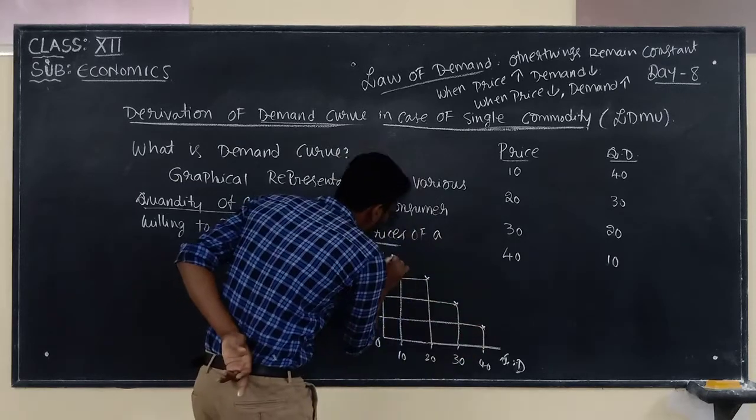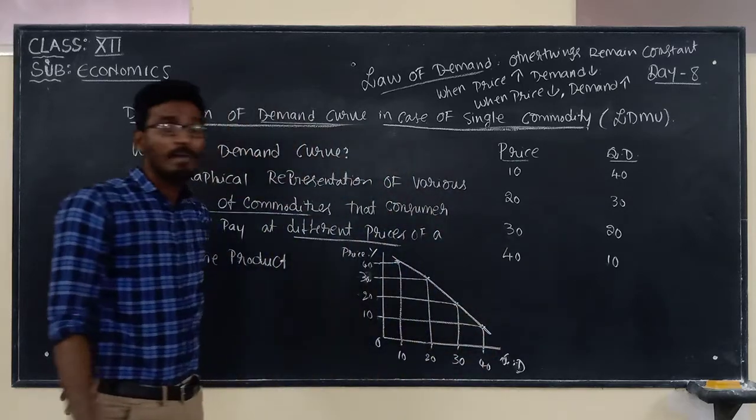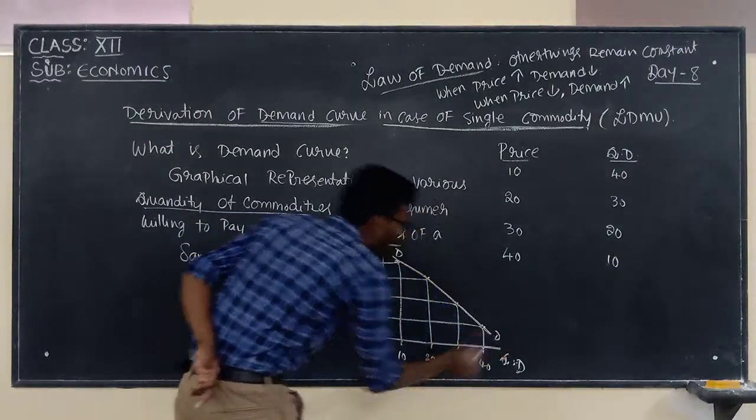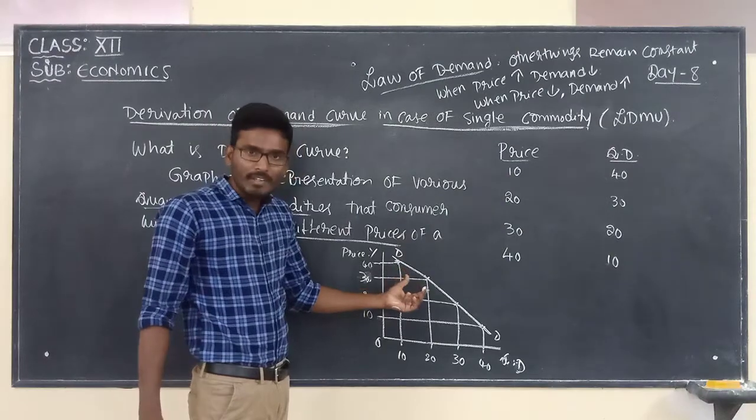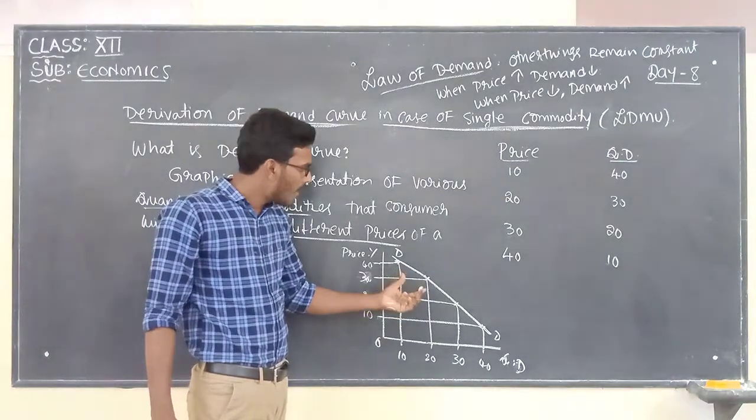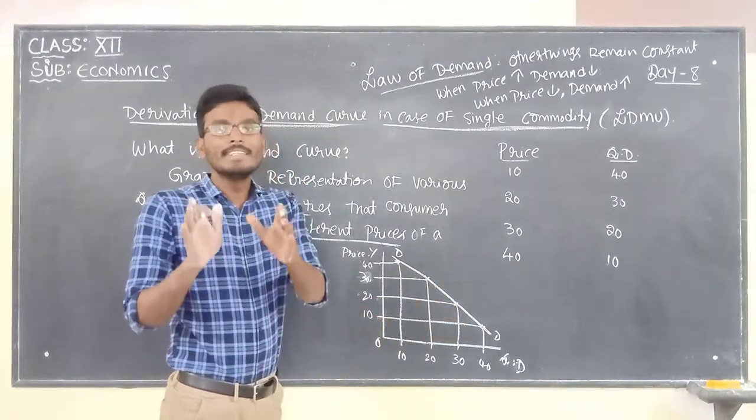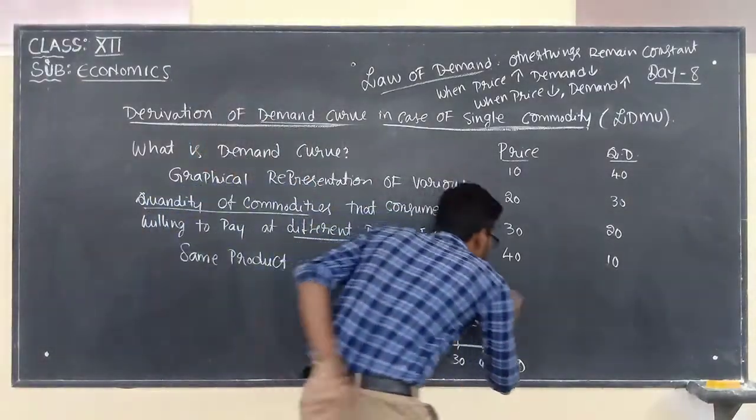Now just merge all the points together here, and this is known as the demand curve. DD is a demand curve. See here, you are observing the negative slope of a demand curve. The demand curve will always be downward sloping. That indicates there is a negative relationship between price and demand.